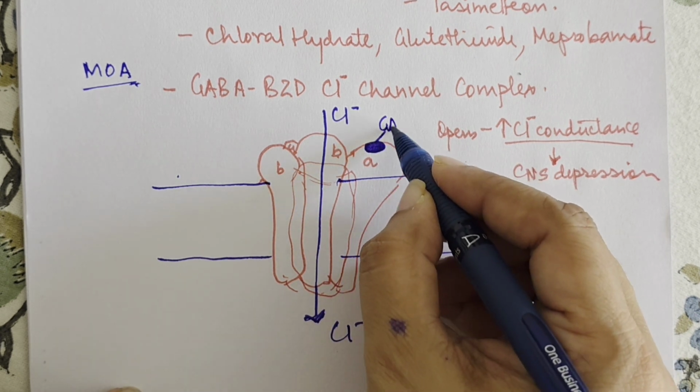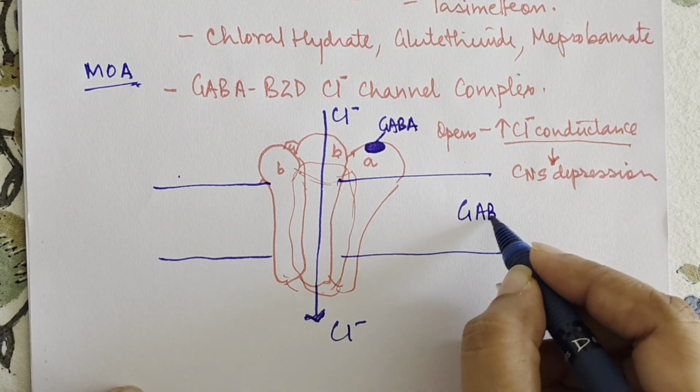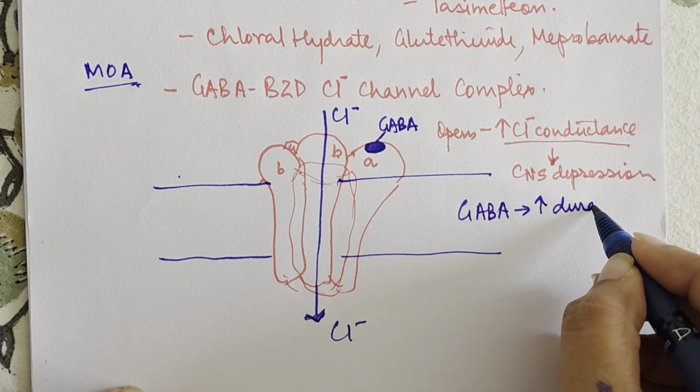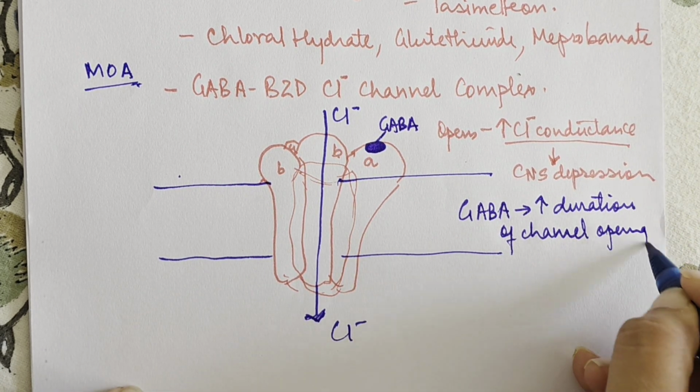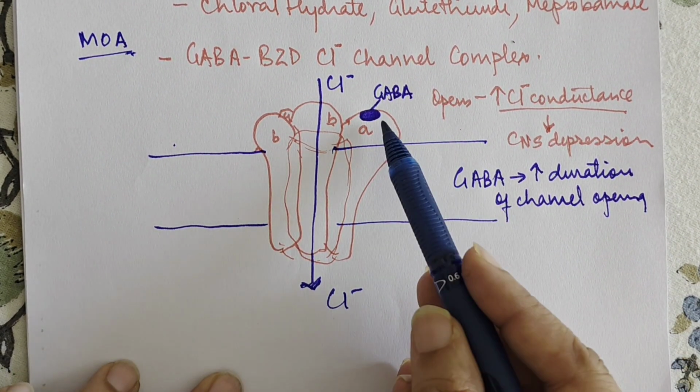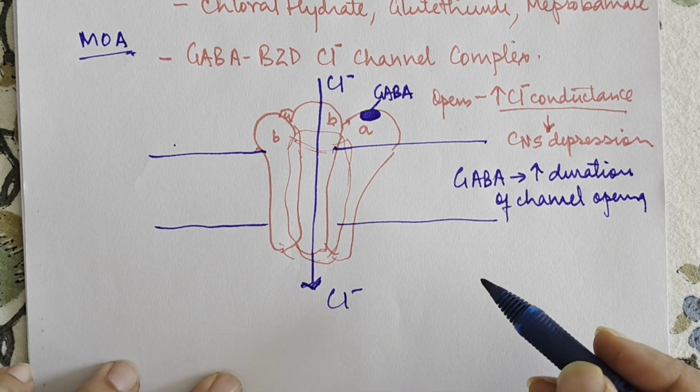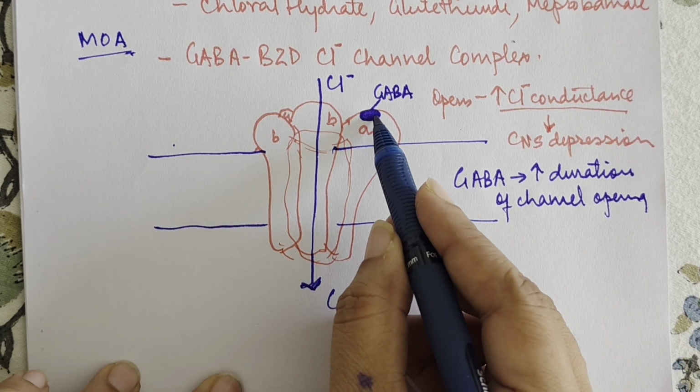Okay, so this is the site of GABA. Now what does GABA do? GABA attaches to this site, and it increases the duration of channel opening. This is important because they ask questions on this also. So GABA attaches and increases the duration of channel opening, right? The site of GABA is here, GABA attaches here.